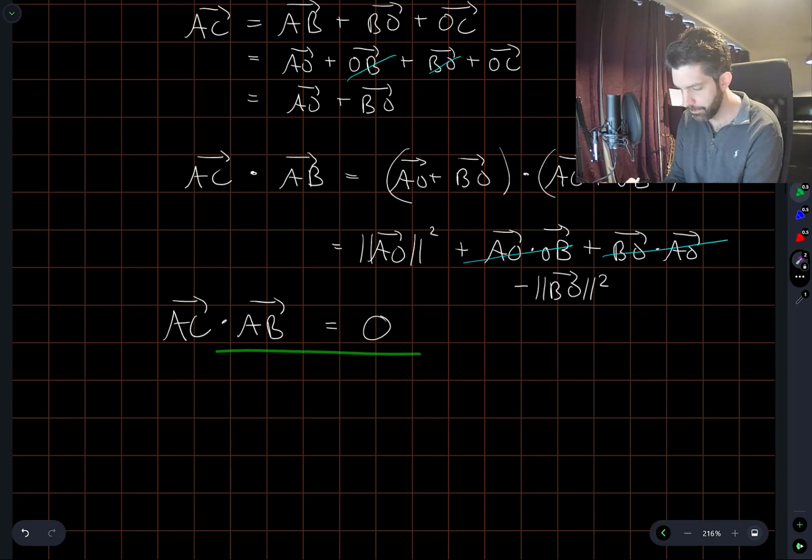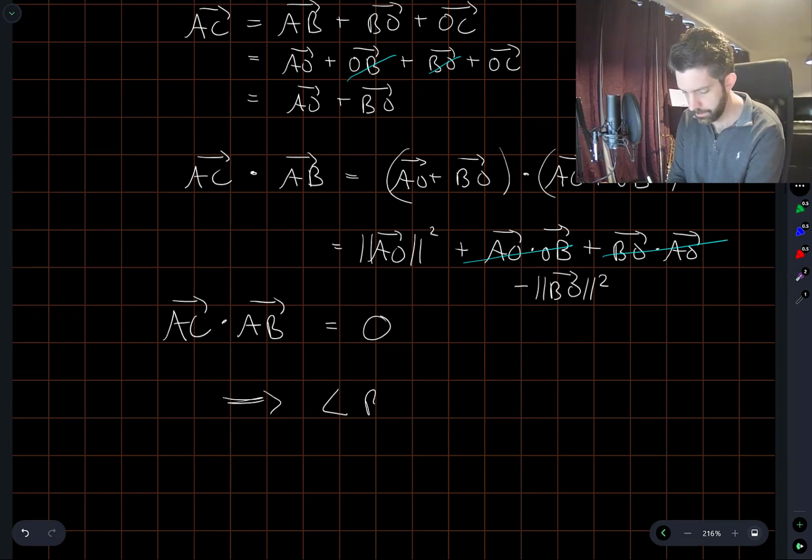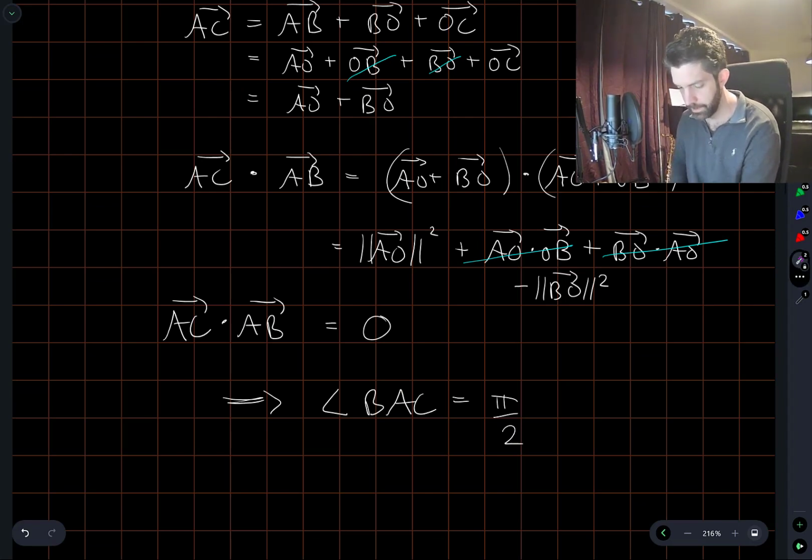So there we go. This implies that angle BAC is equal to pi over 2 because these vectors are orthogonal.